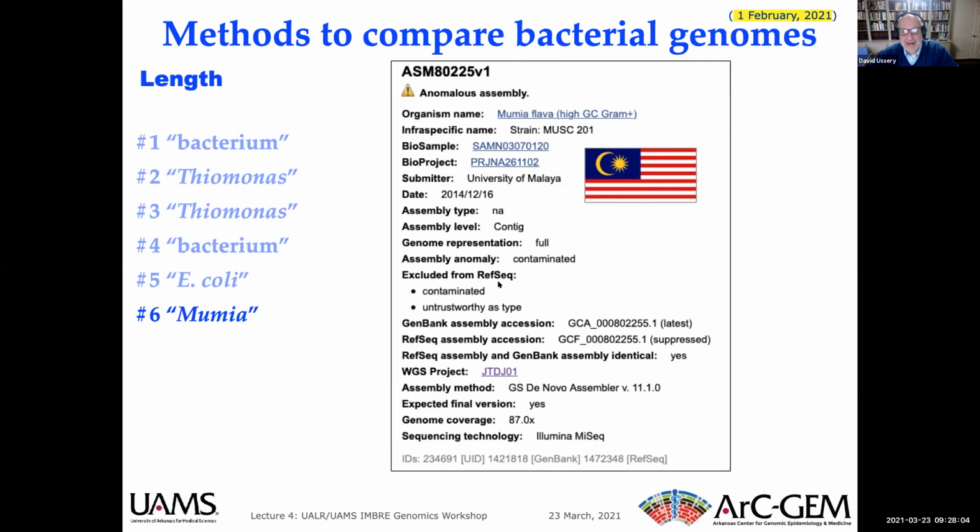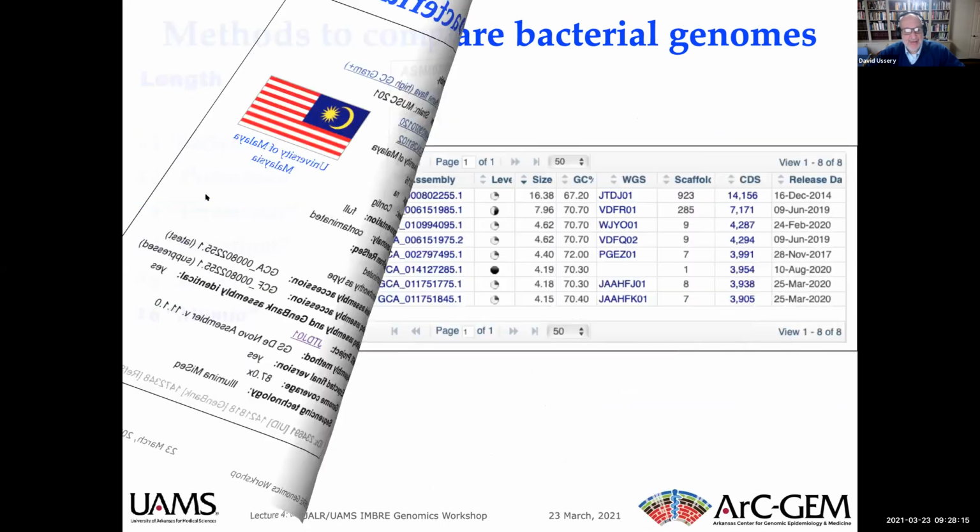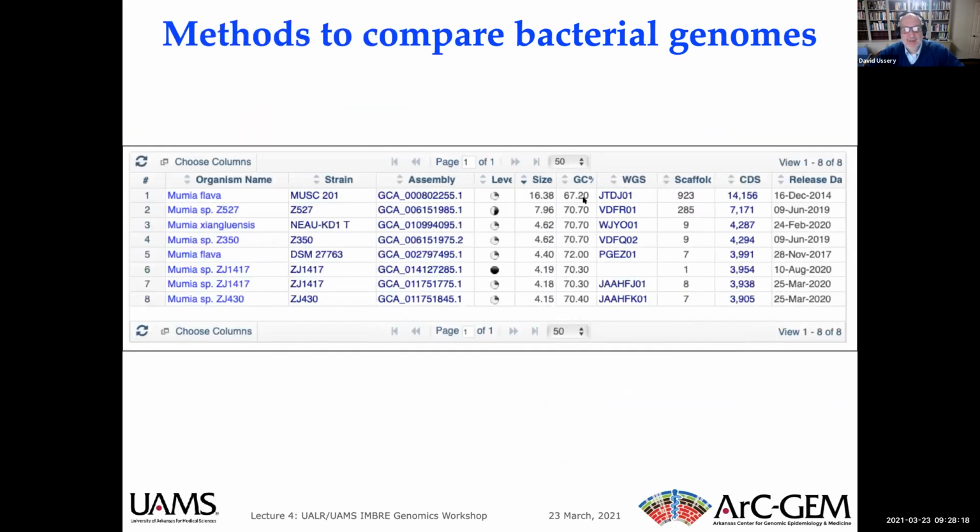So finally, we got this one, Mumia. And this is from the University of Malaysia. And if you look, everything looks okay on this one. But then you start looking: this is the one that's 16 megabases. But you look at this Mumia flavor, the same species, and it's only 4 megabases. So then you go back and look, and it turns out that just like with E. coli, this one contains 4 different species, or 4 different strains of the same species, all in the same file.